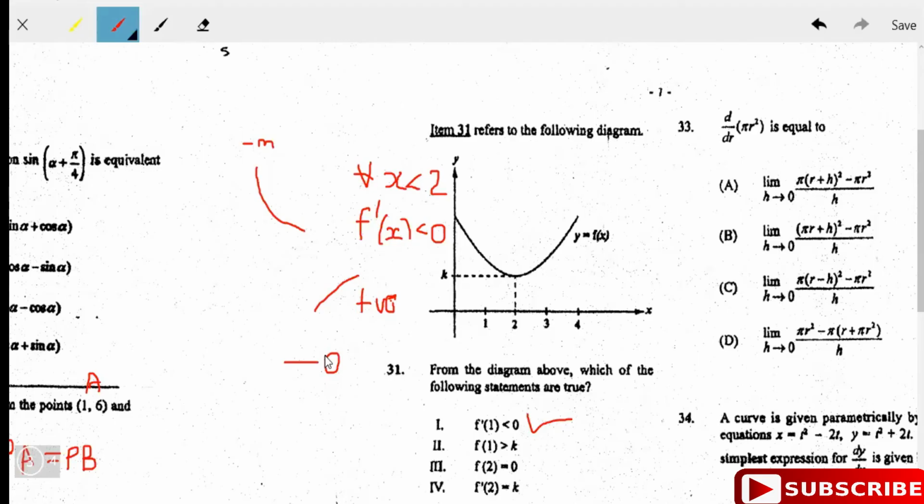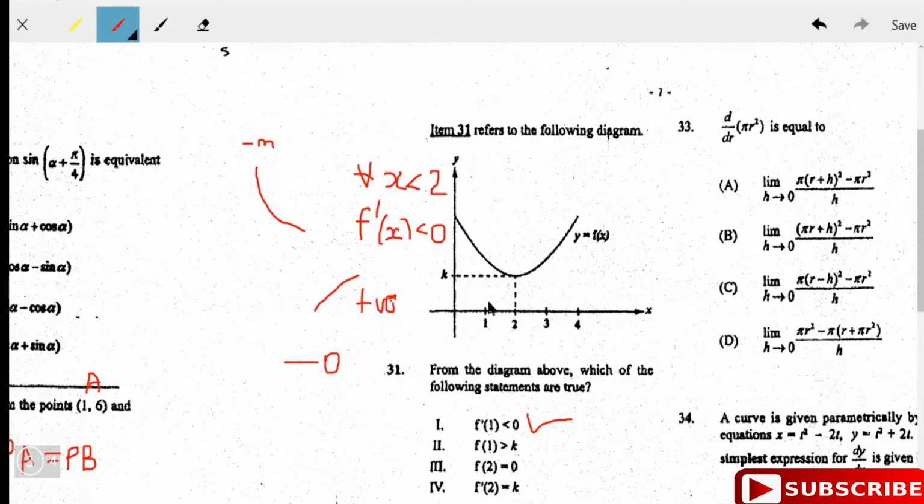Agreed? We agree with that? Yes, sir. And so therefore, f prime of 1 right here is negative. The gradient is negative. The next question it says is f of 1 greater than k?